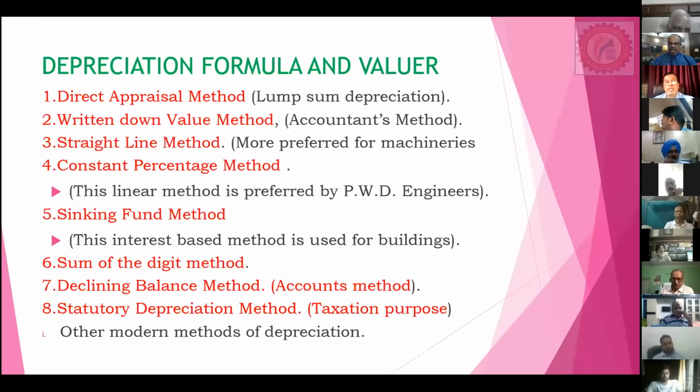They may be CPWD or any engineer. They are always concerned with the stability of the building, the structural safety of the building, the longevity of the structure. When such is the case, they will use this formula, the constant percentage method. In the constant percentage method, it is already assumed whether the depreciation is to be considered at 1% or 2% or 2.5%. Based on that, they will use a formula and calculate the depreciation. This depreciation method can be used to determine the structural safety, that means the physical deterioration.